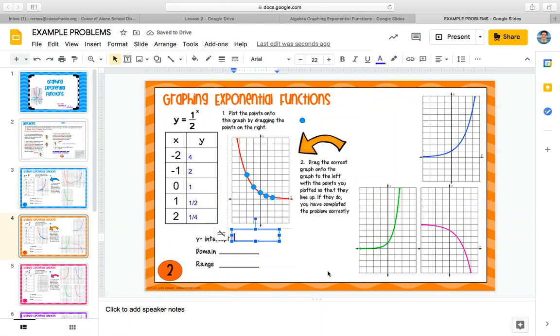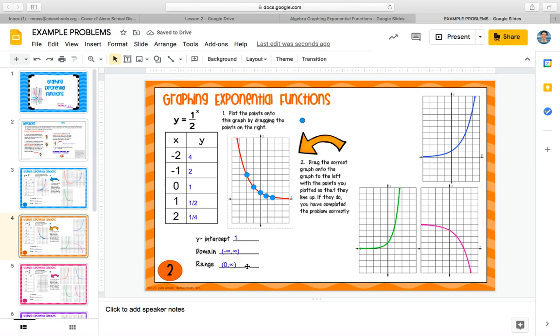Our y-intercept is actually ending up being 1, and our domain and range are actually the same as our other ones. Our domain is -infinity to +infinity, because x can be all values. And our range is going to be anything larger than 0. So it's going to look like something like this. 0 to infinity for range, and -infinity to infinity for domain. All right, let me know if you have any questions.